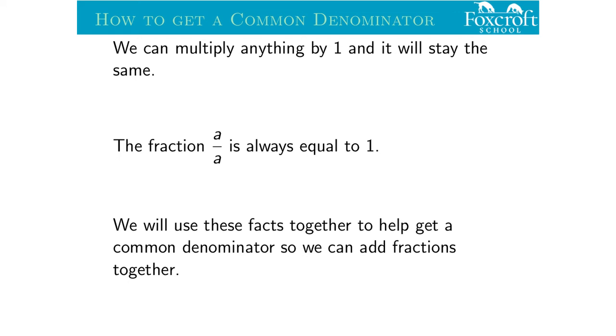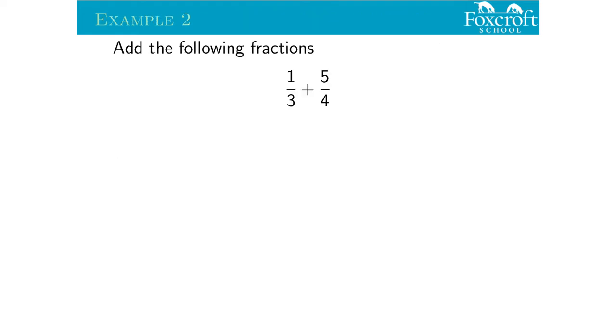So if we put those two facts together, we multiply things by a over a, then that can help us change how a fraction looks without actually changing the value of it. That might all be a little confusing, so let's do an example. We're going to add these fractions. In order to add fractions, we need a common denominator. 3 and 4 are different numbers, so we can't do this straight from the start.